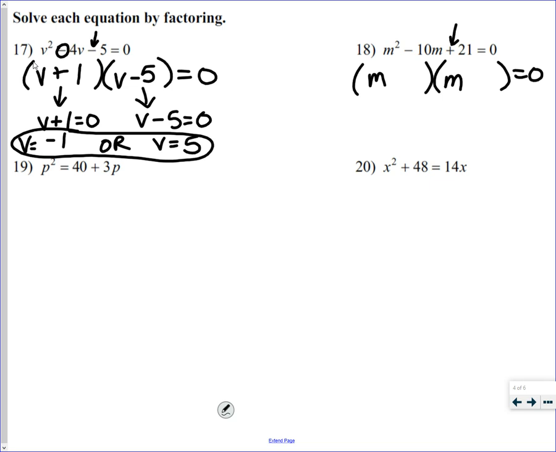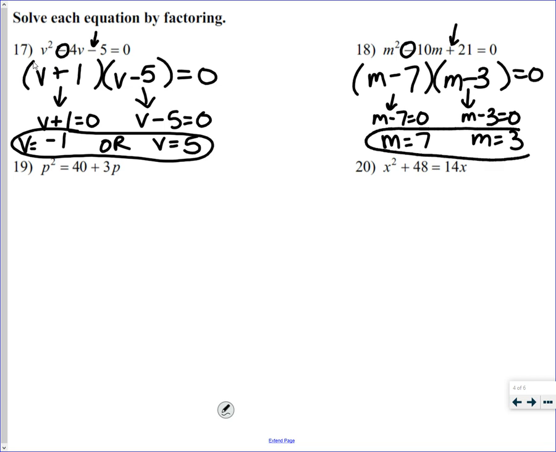This tells me same signs, and they're both negatives. Multiplies to be 21, adds to be 10. It's got to be 7 and 3. So m minus 7 equals 0, or m minus 3 equals 0. Two answers, and you need them both.